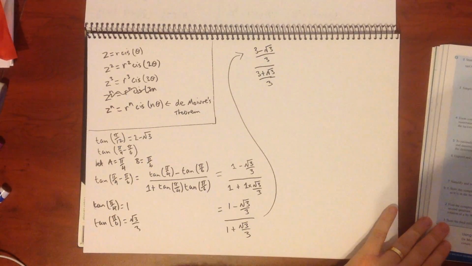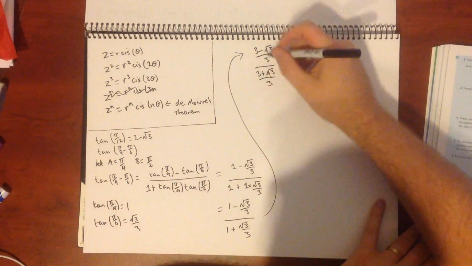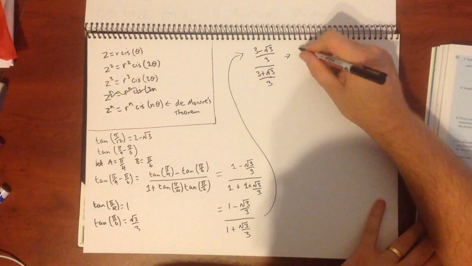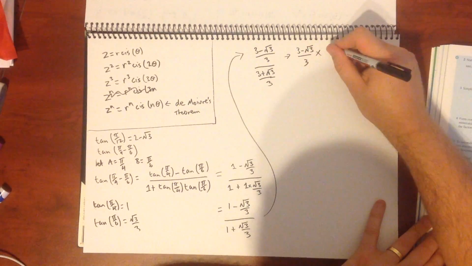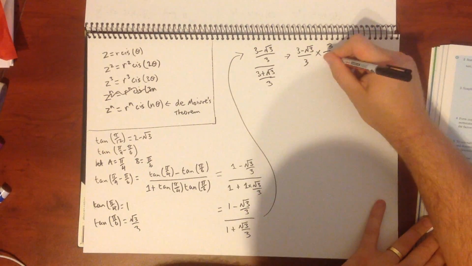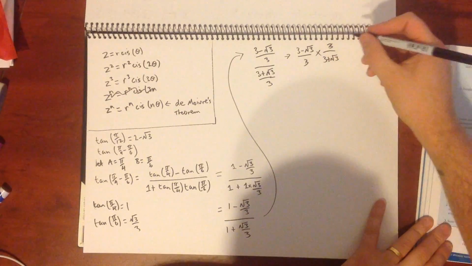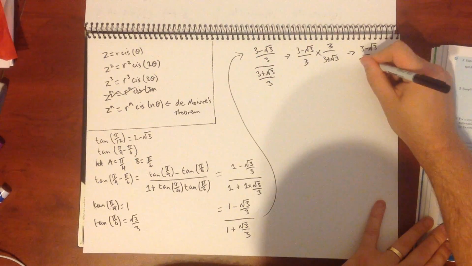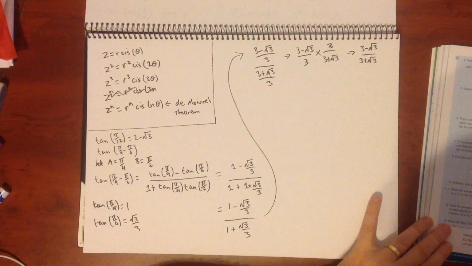Yes, so we flip and multiply. Because we've got this divided by that, if we flip them, we get 3 take root 3 on 3 times 3 on 3 plus root 3. So our 3's cancel out. This is going to give us 3 minus root 3 on 3 plus root 3.